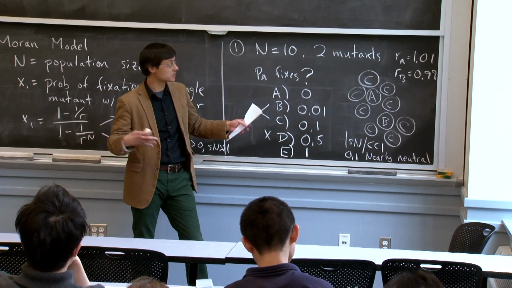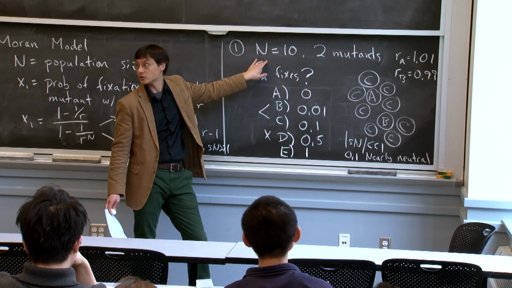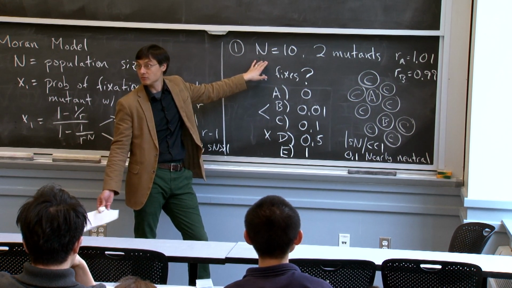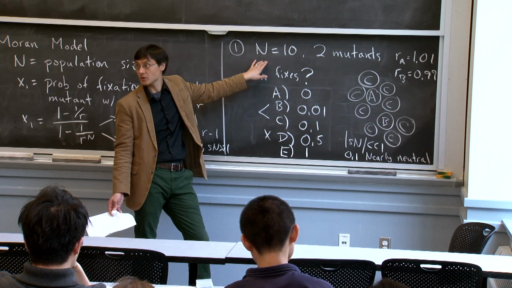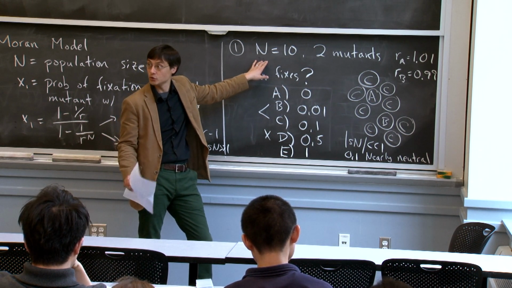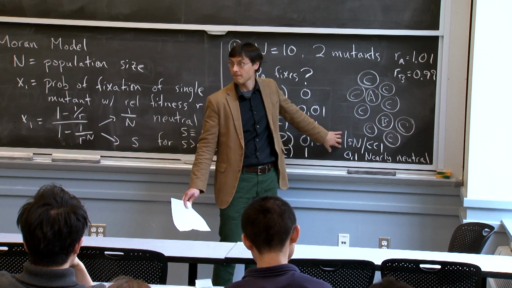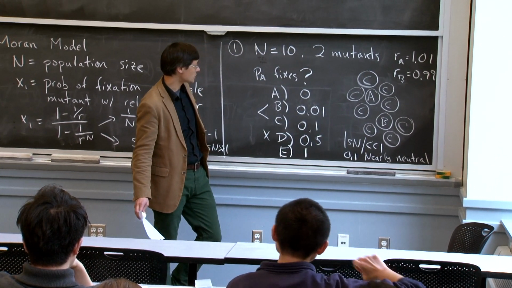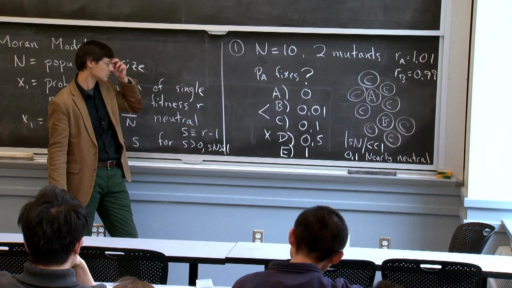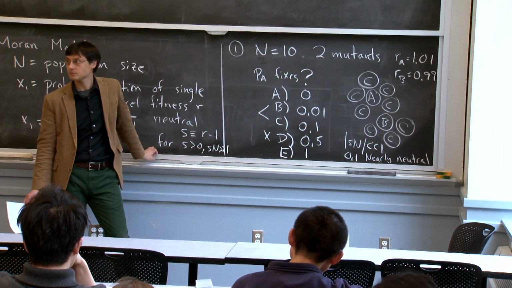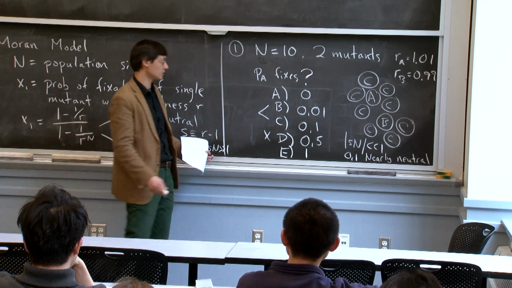One of them is an advantageous mutant, one's deleterious, but in this population size they both behave as if they're nearly neutral. But in a larger population, if we had 1 million individuals, would these be neutral mutations? No. So whether something behaves as a neutral mutation depends upon the population size via this relation. The probability of a neutral mutation fixing in a population is 1/N. That's right.